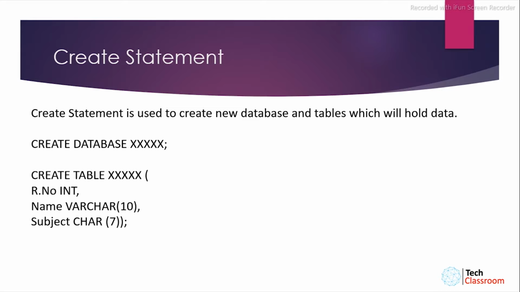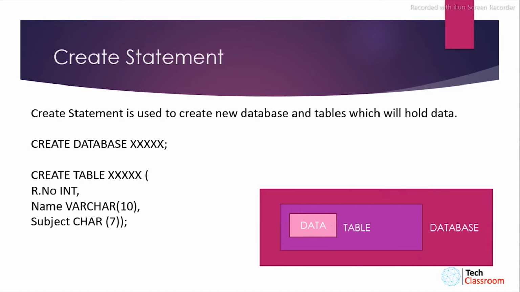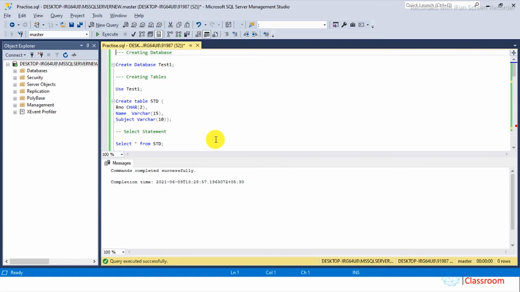To understand what database and table are, let's see one picture. This is raw data. Raw data can be in any form. To store raw data, we need a table in SQL, and to store a table, we require a database. The structure remains the same for every scenario. Now we move on to SQL.